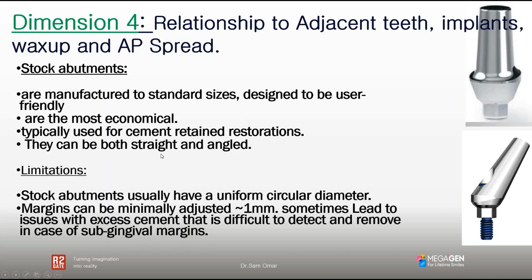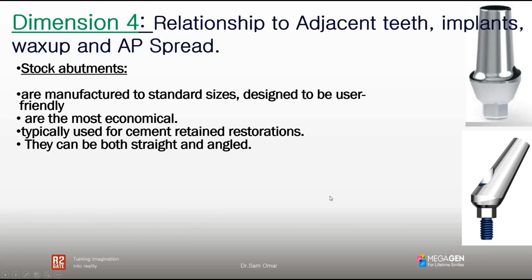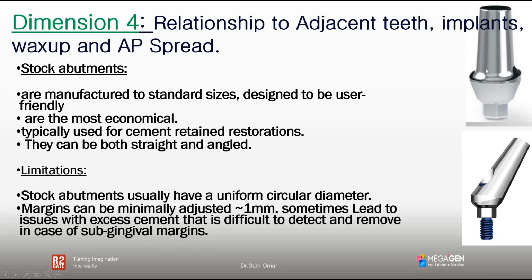The limitations of the stock abutments is usually that they have a uniform circular diameter. Well, as we know, teeth usually are not circular in diameter, which means that these are not the most anatomical abutments and they don't provide the greatest aesthetics. Also, the margins can be adjusted minimally and only up to 1 millimeter, which sometimes leads to excess cement that is difficult to detect and remove in cases of subgingival margins.